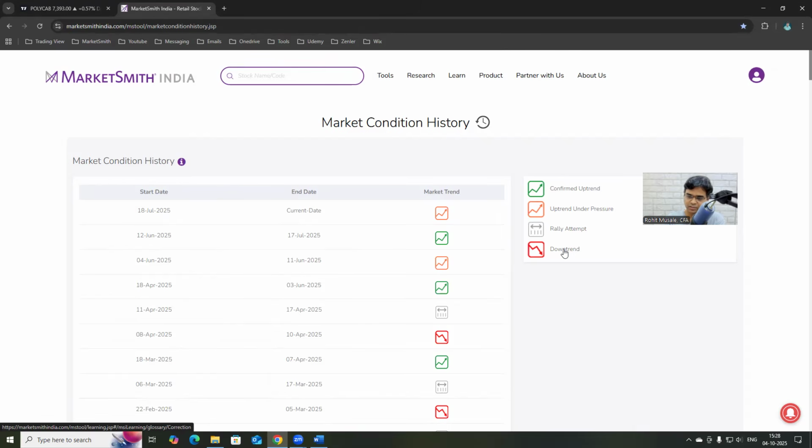In such cases, rather than waiting for the indices to turn up and waiting for the downtrend to become a rally attempt and confirmed uptrend, by that time it will be too late. It makes sense to buy these stocks. But you have to be careful. In a confirmed downtrend, if you're getting only one stock, that is not a clear indication of strength in the overall, in a small segment of a market in a downtrend.